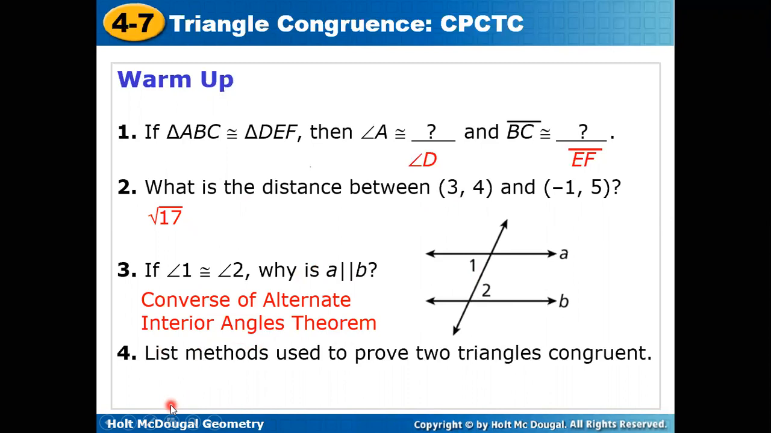Now, question number 4, list methods used to prove two triangles congruent. Yes, SSS, if the 3 sides of the first triangle are congruent to their corresponding 3 sides of the second triangle, so the 2 triangles are congruent. Also, SAS, 2 sides and the angle included between. The third case, ASA, means 2 angles and the side which is included between the 2 angles. And AAS, 2 angles and a side which is not included between the 2 angles. And the last one, which is HL, means the hypotenuse and 1 leg.